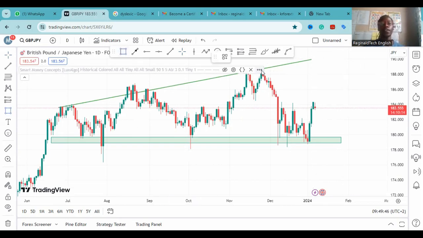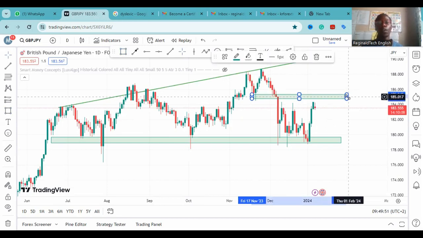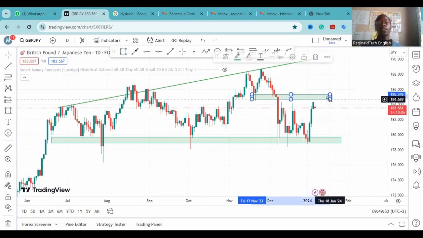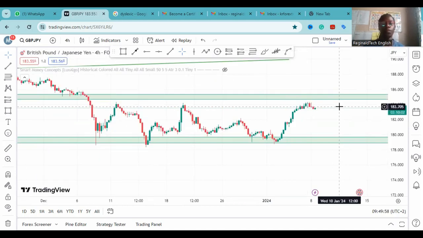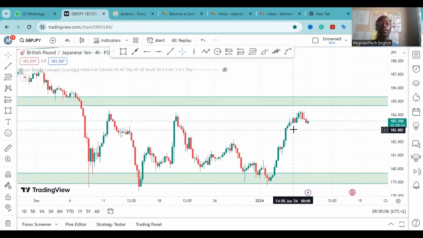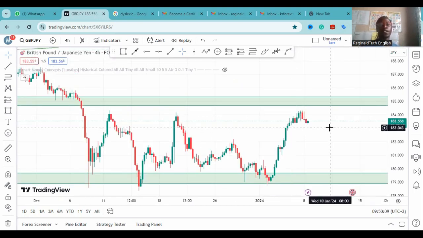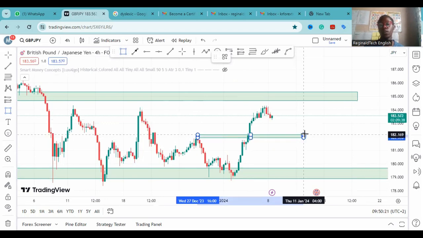The other thing is, we can see here there is a very small resistance zone in the 4 hour time frame. We can change to the 4 hour time frame, and we can see that the market is still consolidating on the resistance zone. There is a possibility that the market can shoot down, and then there is a very small support zone here in the 1 hour time frame.